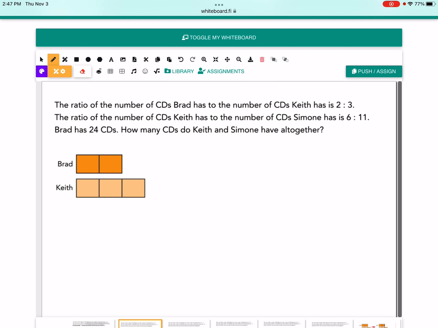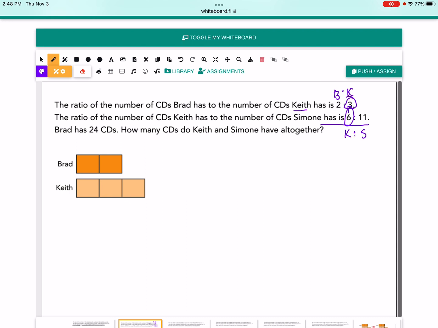Now, there's another ratio in the problem, and that's this one here. And we know that Keith is this term, right? Because Brad's to Keith's is 2 to 3. So this 3 is Keith's. And in the second one, Keith is first. So his is this one. That's Keith's and Simone's. This is Brad's, right?